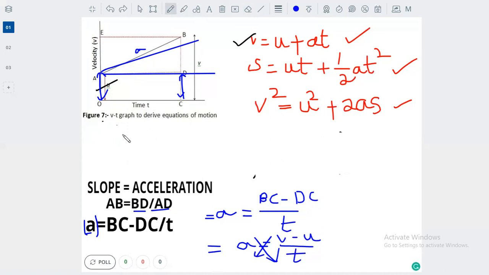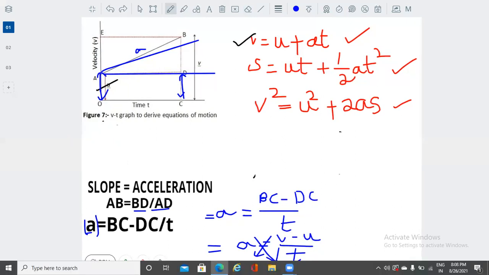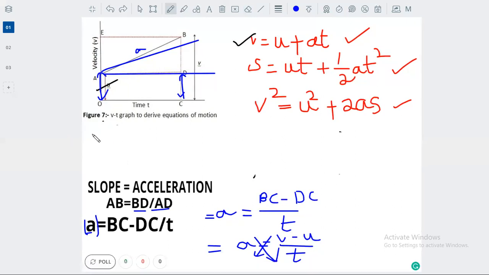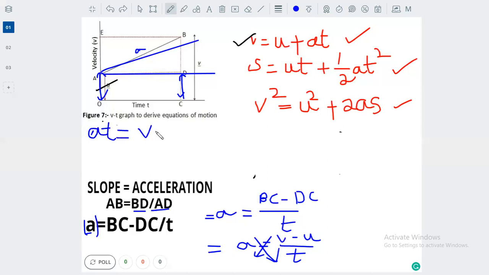Now, we did a cross multiplication. So what is it going to become? 80. Just a second, my mouse is being stuck. I don't know what is happening. So 80 is equal to V minus U.